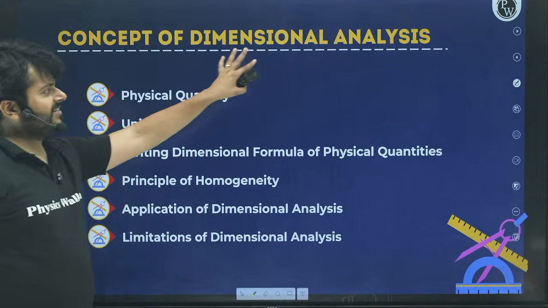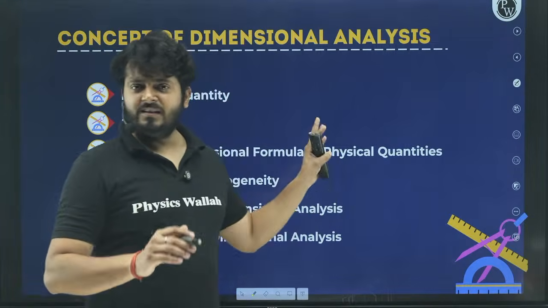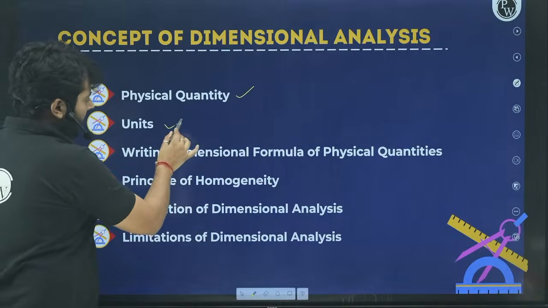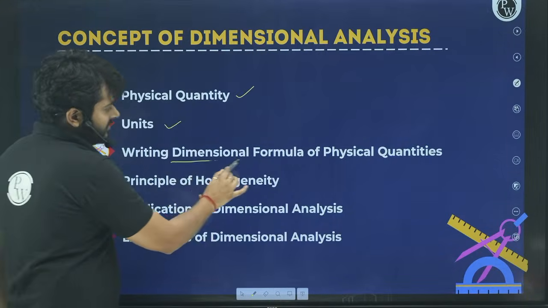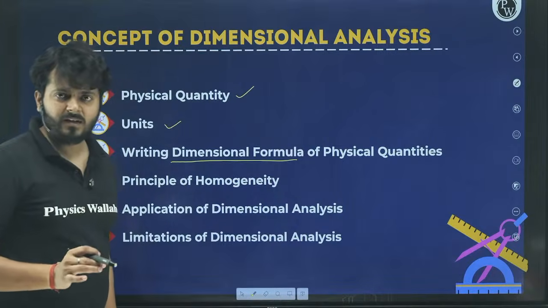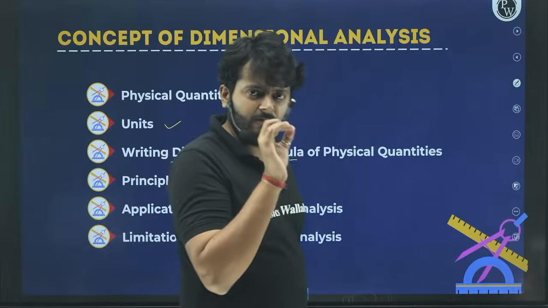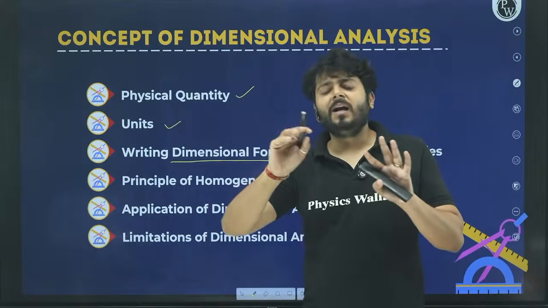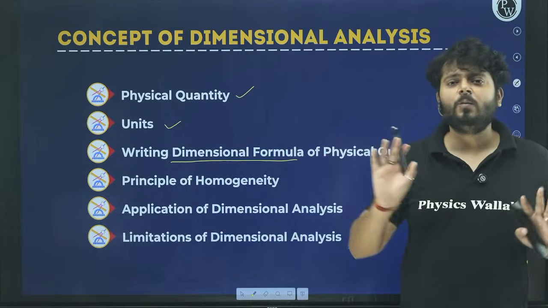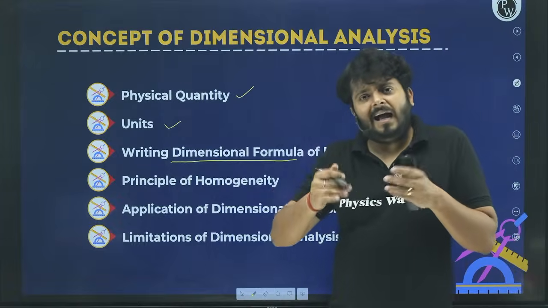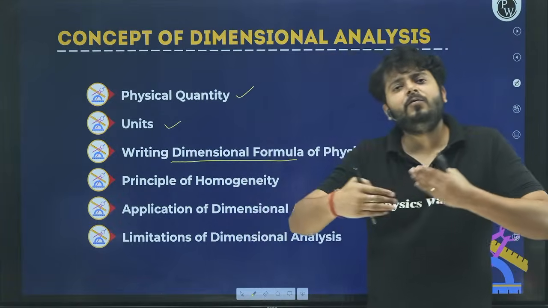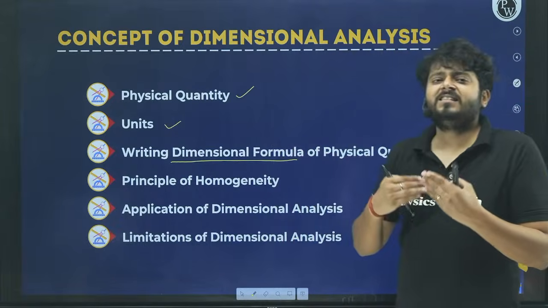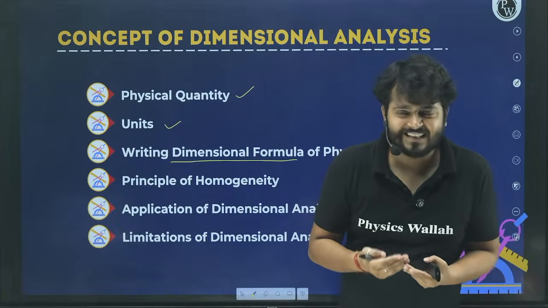So in dimensional analysis, my dear kids, we have to cover these concepts. We have to talk about what a physical quantity is. We will talk about units. We will talk about writing the dimensional formula of a physical quantity. After the first lecture, if you don't already know the rest of the chapters, you cannot write the dimensional formula of every single quantity right away. But as you learn a new physical quantity and its formula, with the same concepts you can start writing the dimensional formula of them as well.